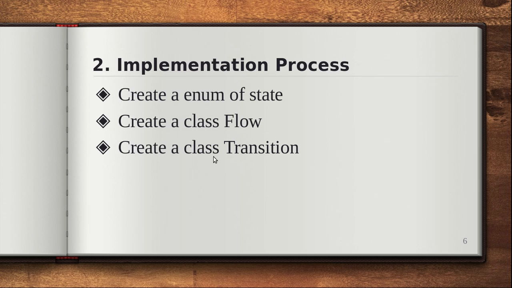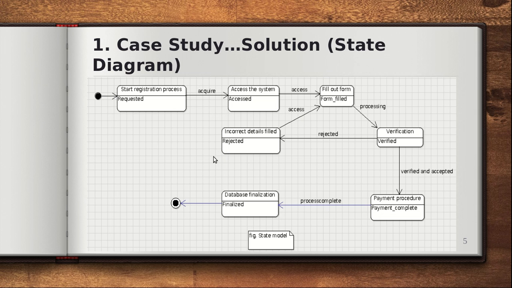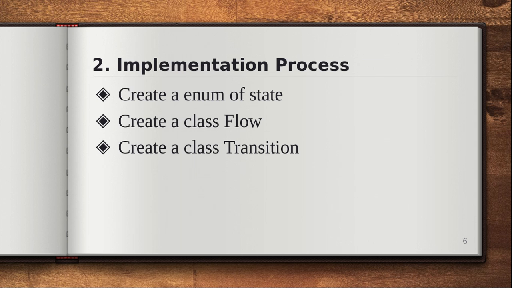So this is our first task, to draw the state diagram. After that, the second task is to implement that state model using any object oriented programming language. For this we are using Java, and for the implementation process, in Eclipse we are creating 3 Java classes. First, we are creating the enum of states.